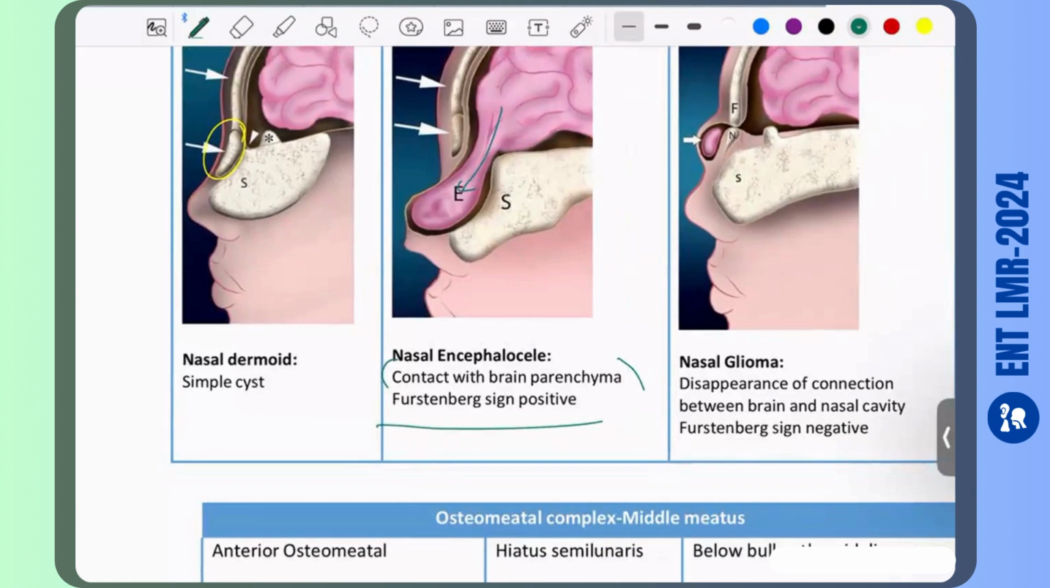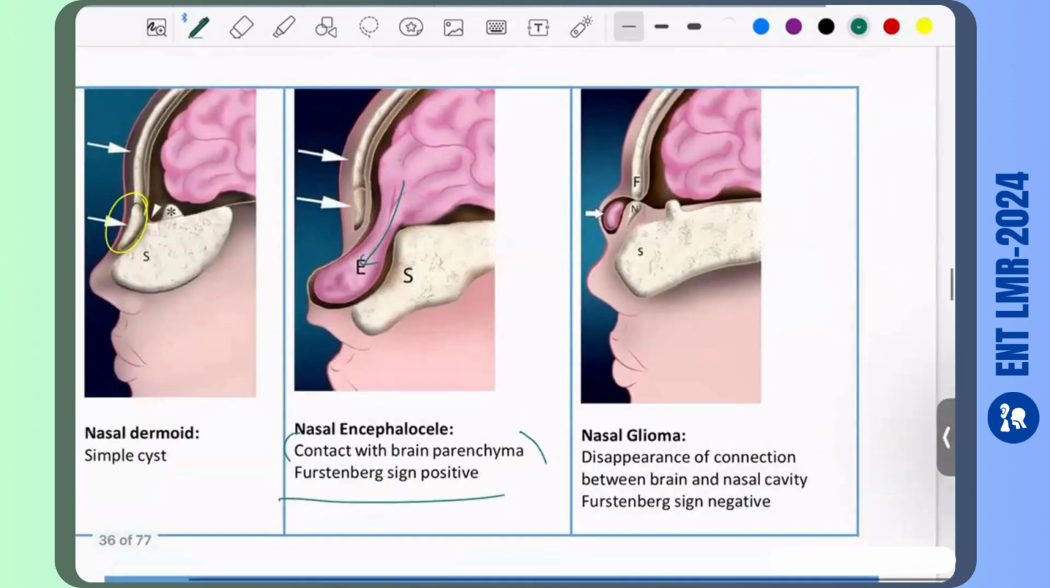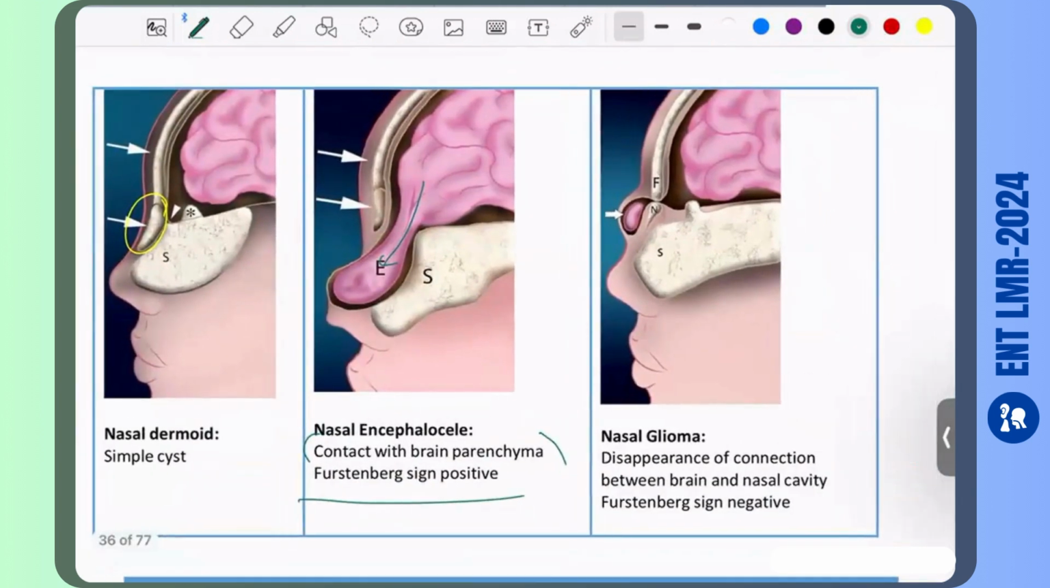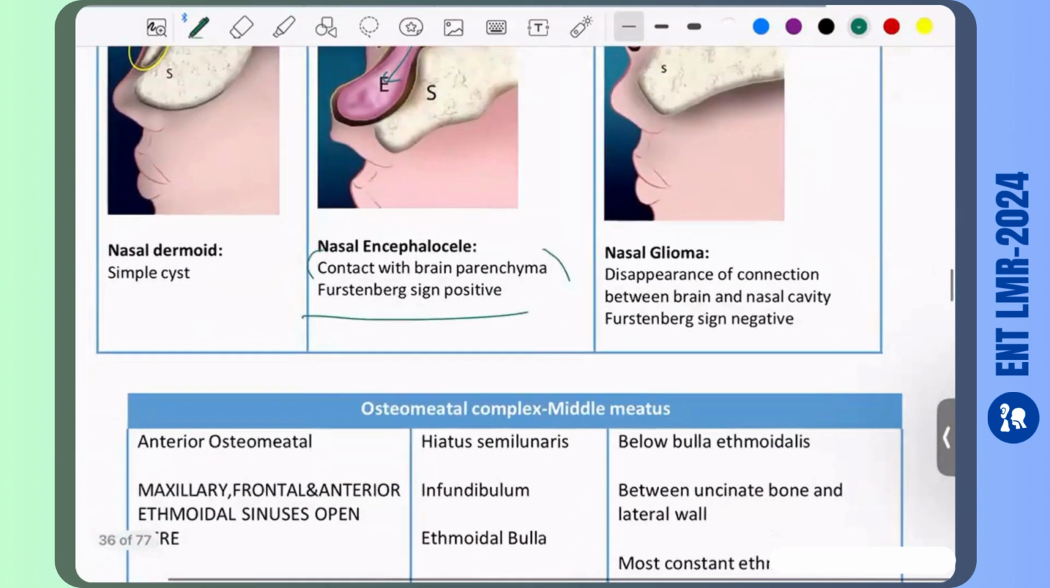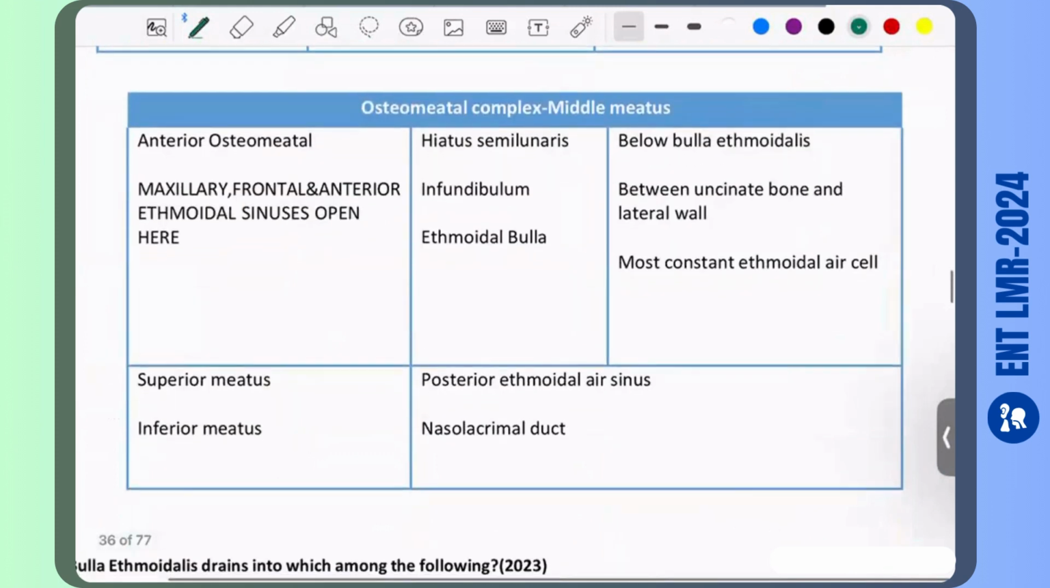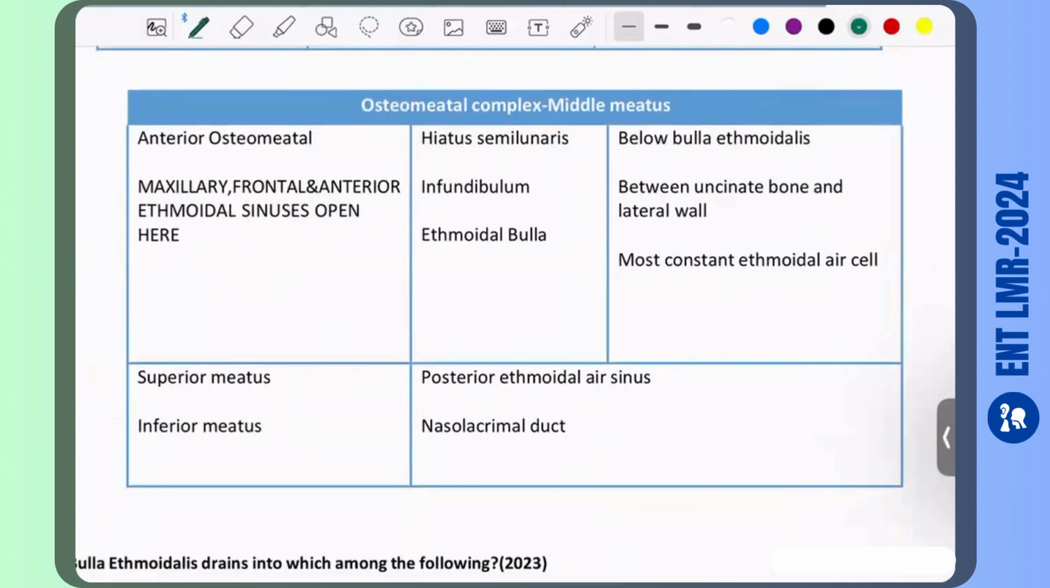If the Furstenberg sign is negative, it is nasal glioma. Previously it had a connection with the cranial cavity, now the connection has been cut off. It is called nasal glioma, Furstenberg sign negative. Okay. The most important anatomy in the entire ENT is the anatomy of the lateral wall of the nose.